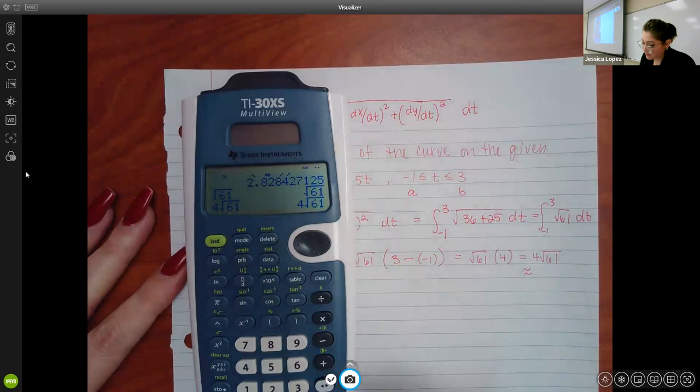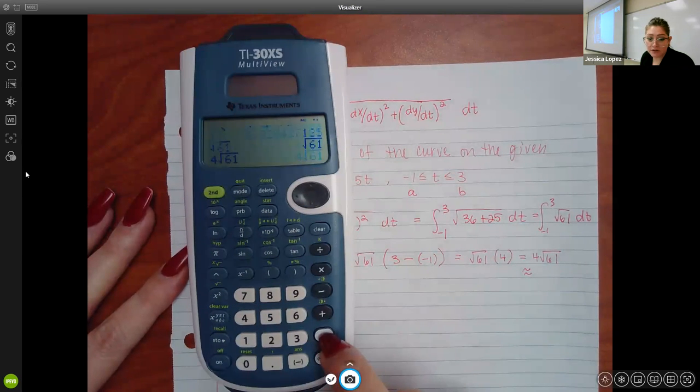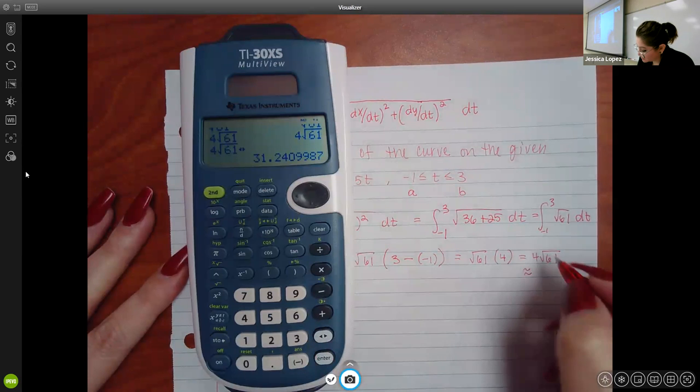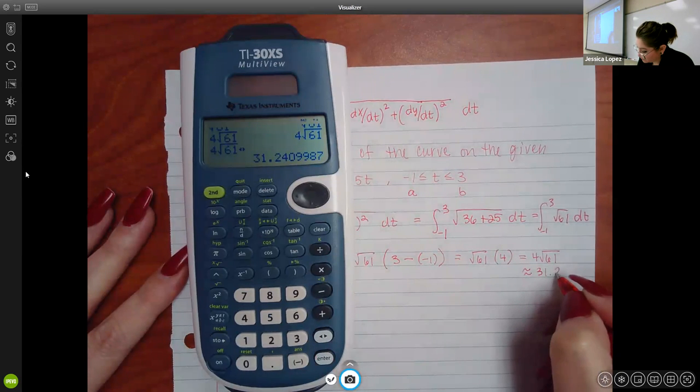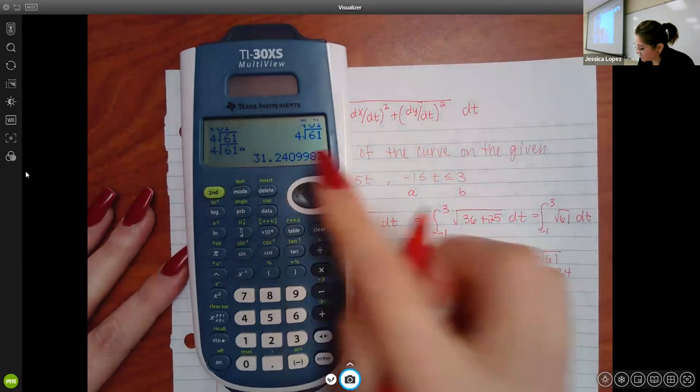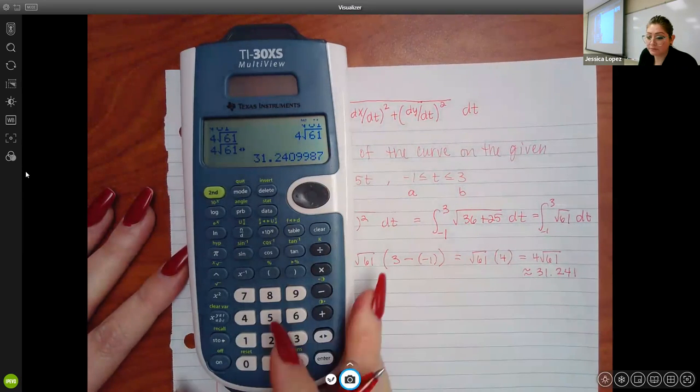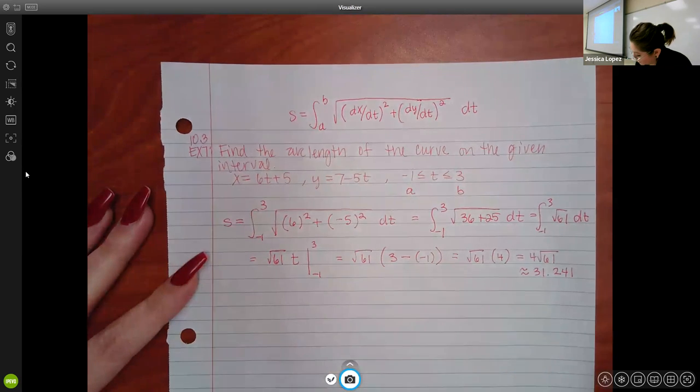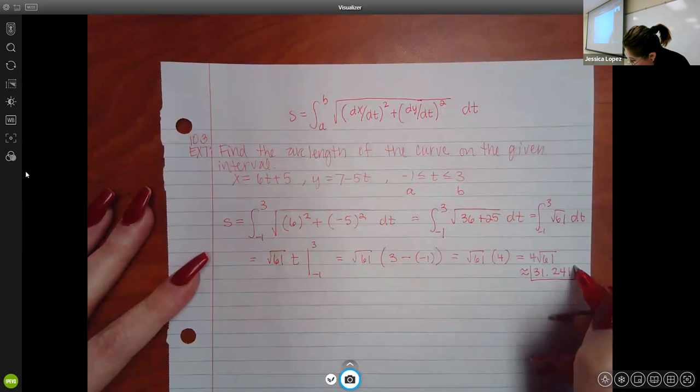It doesn't simplify, but if you hit that double arrow, it'll convert it to a decimal. So it's 31.24, and the 9 will change that 0 to a 1. And so this is your arc length.